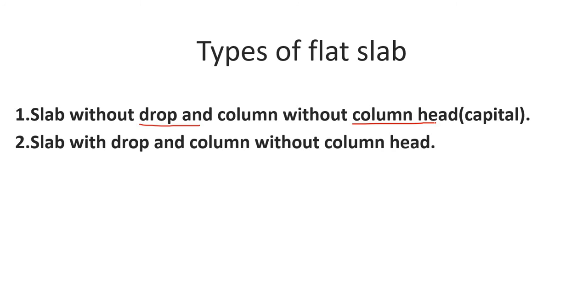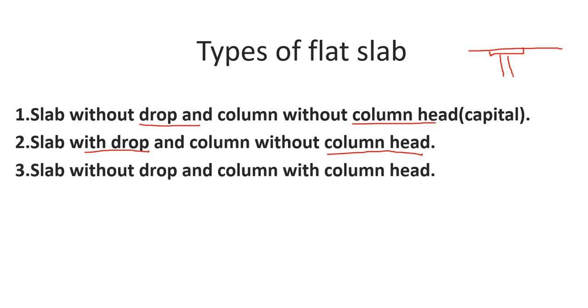The next one is a slab with a drop and column without column head. That means if this is a slab, there is a drop here on the slab, but the column has no column head. There is directly a column, and there is no column head above the column.